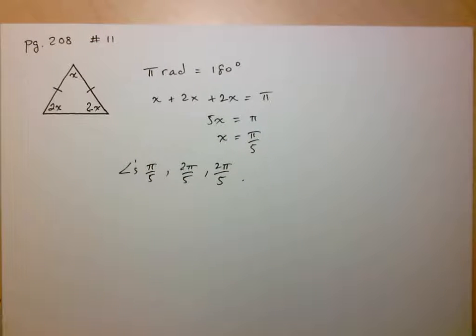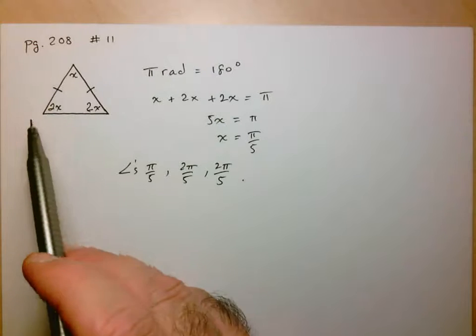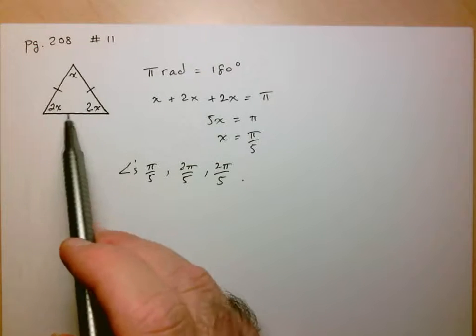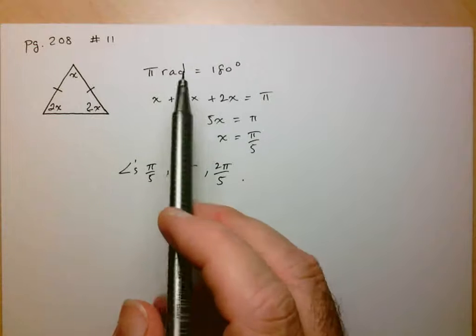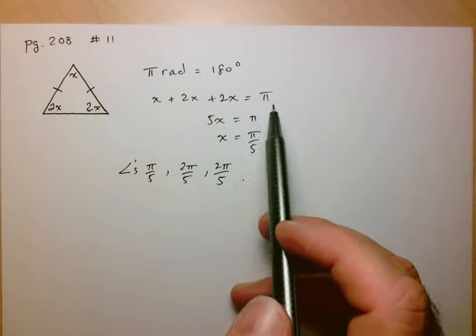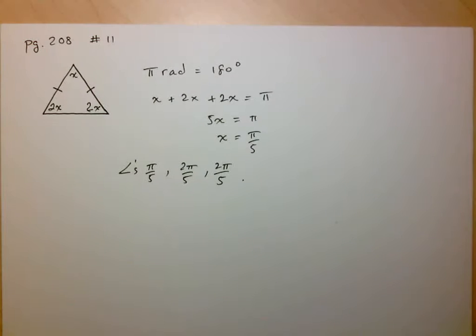Just to recap, set yourself up by drawing a diagram, then interpret the information that's given, and in this case we had to use our knowledge of the angles in a triangle, except use the new units of radians instead of degrees. That's it for this one.